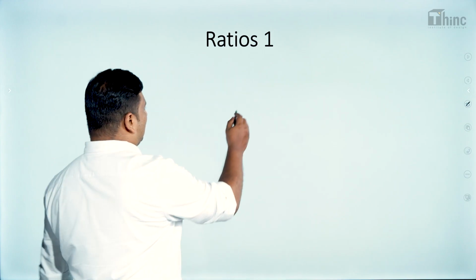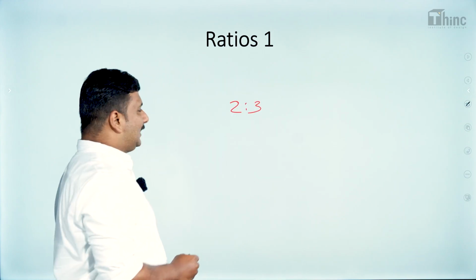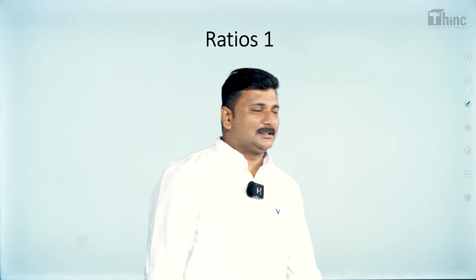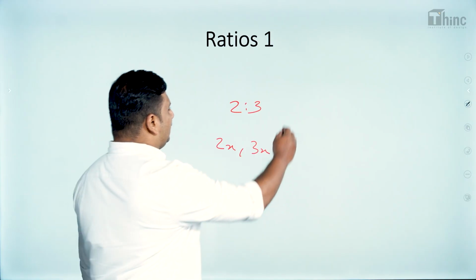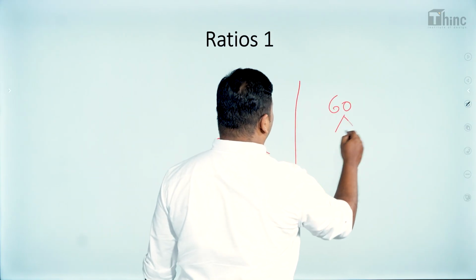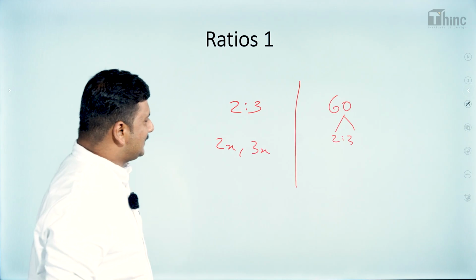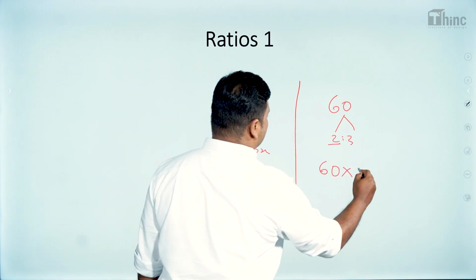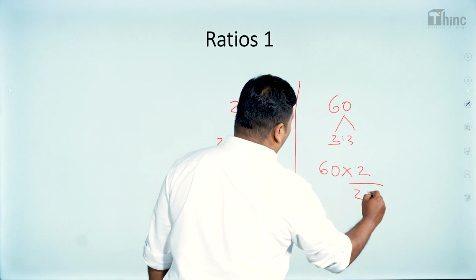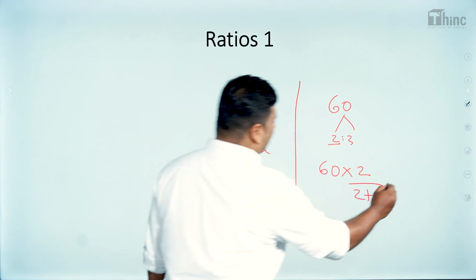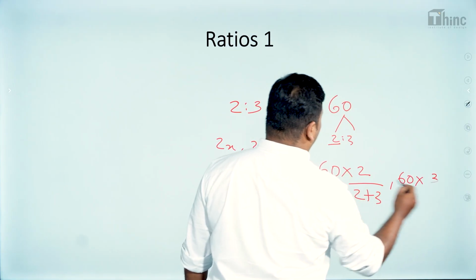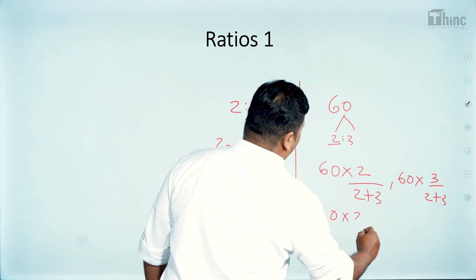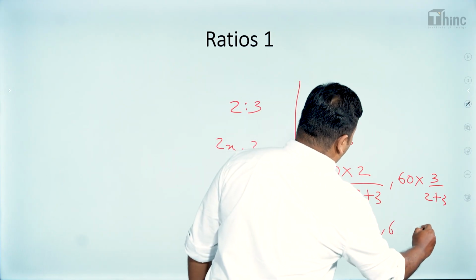So if two numbers are in the ratio of 2:3, we can say that the actual numbers are 2x and 3x. Now, if we need to divide 60 in the ratio of 2:3, how can you do it? What you have to do is just multiply 60 with the first number, that is 2, and put the sum of these two in the denominator, 2 plus 3. And then do 60 into the second number, 3, divided by 2 plus 3. So we'll do 60 into 2 by 5 and 60 into 3 by 5.